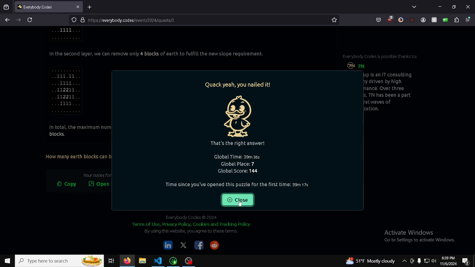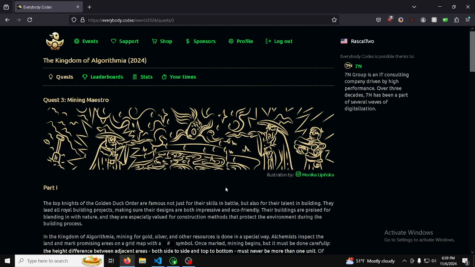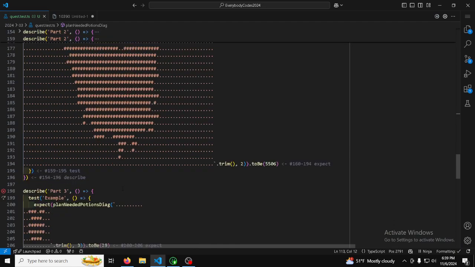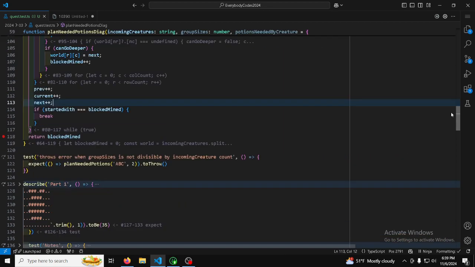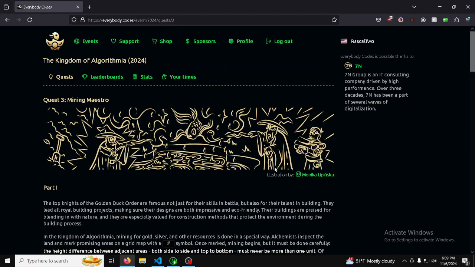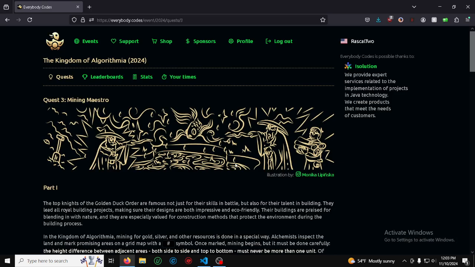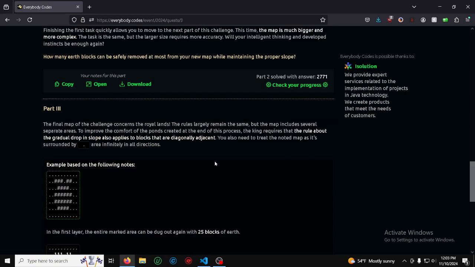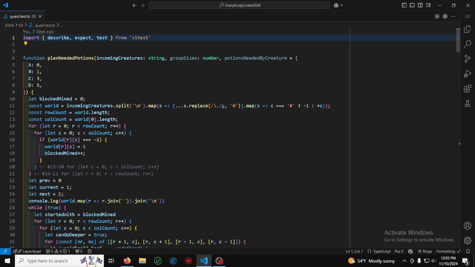Finally, woo! I did it. I will be optimizing and explaining and doing all of that when I come back from my break. Toodles. Hello, hello, hello. Here I am to refactor my code for Everybody Codes quest 3.